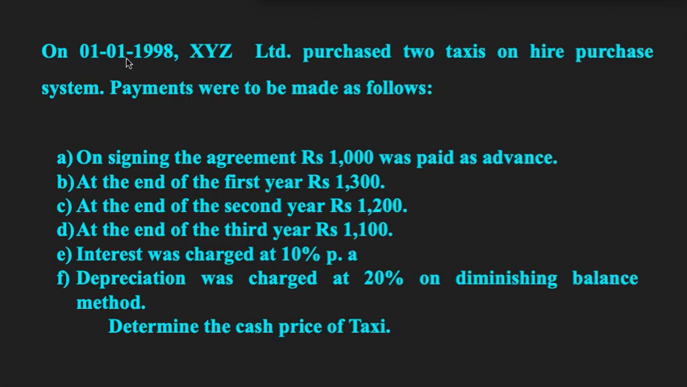On 1st of Jan 1998, XYZ Limited purchased two taxis on hire purchase system. Payments were to be made as follows: 1000 rupees was paid as advance, that is the down payment, and at the end of the first year 1300 was the installment, then second year 1200, then at the end of third year 1100, and interest was charged at 12% per annum on the cash balance, right? Along with this, depreciation was charged at 20% on the diminishing balance method.